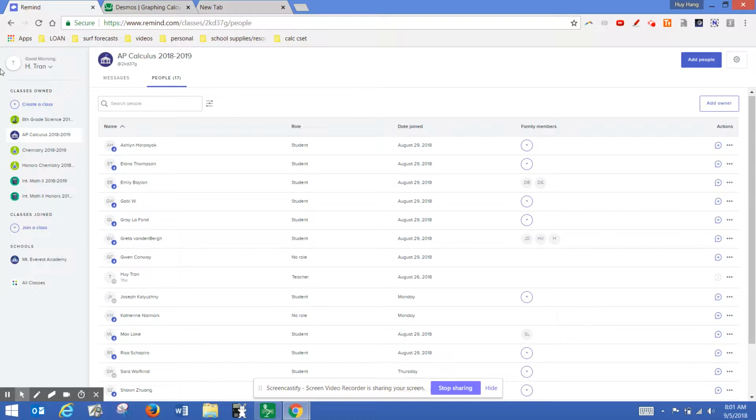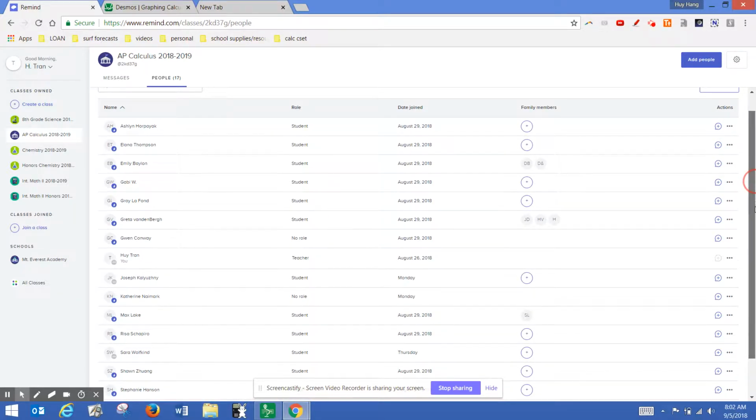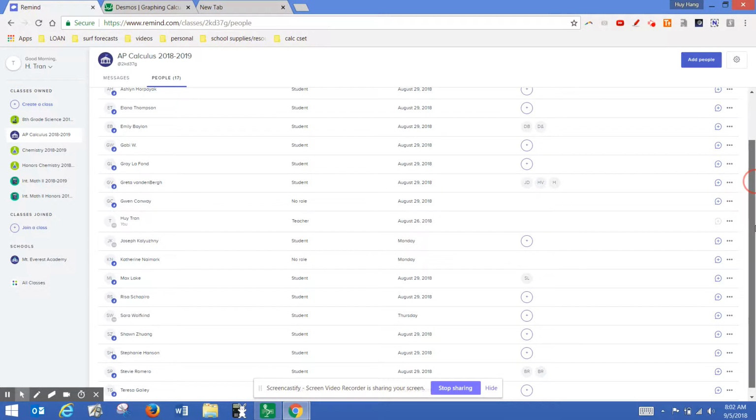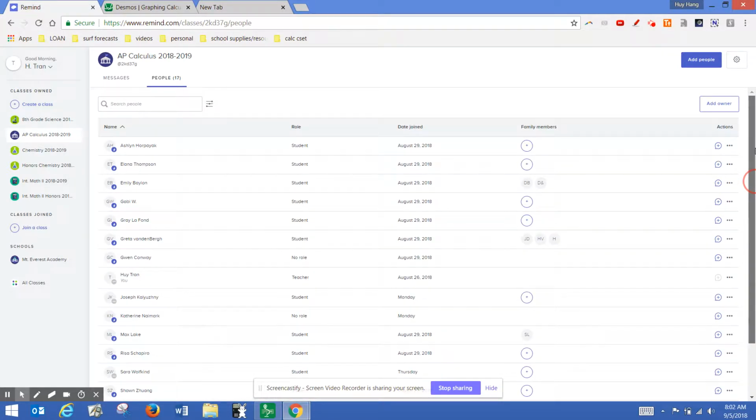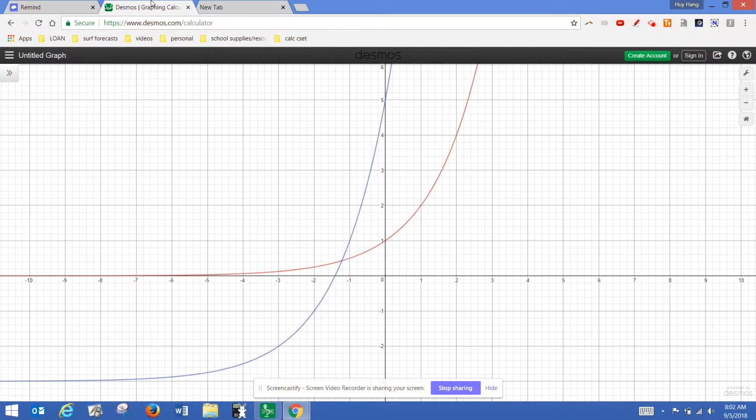Hey Joseph, can you hit the lights? Maybe one or two of the lights. All right, can everybody see the screen? Just check to see if your name's on here really quick. Does anybody not see their name on here? So I got Ashlyn, Alana, Emily, Gabby, Gray. Does anybody not see their name on here? Okay, I think you're the only class that everyone got on the first time, so be happy for yourselves.